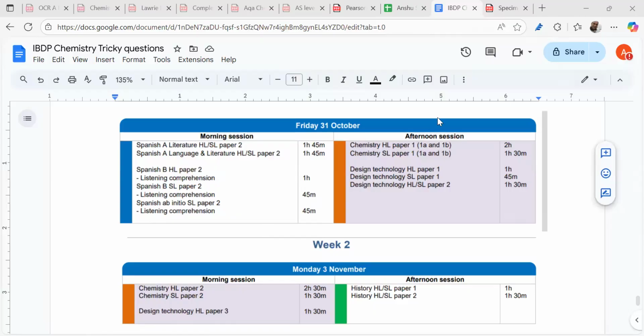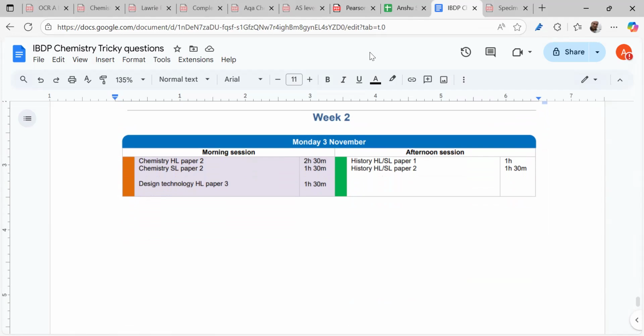Now, this is a portion we have to go deeper into. The chemistry SL and HL students will be giving their paper number 1 on Friday afternoon session. How it is distributed: HL will have 2 hours to do, and the SL students will have 1 hour 30 minutes. Now you'll have the weekend, and after you come back from the weekend, you have to do the all-important paper number 2 in the morning session, where HL students will have 2 hours 30 minutes, and SL students will have 1 hour 30 minutes.